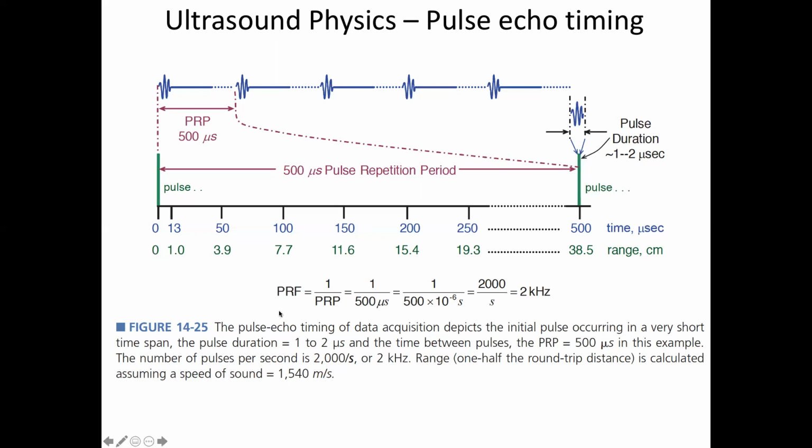The pulse repetition frequency is 1/500 microseconds. So we're basically sampling at 2 kilohertz, right? We're sampling a line every 500 microseconds. And so our total sampling rate on that line is 2 kilohertz. So 2,000 lines per second. Any questions about that?